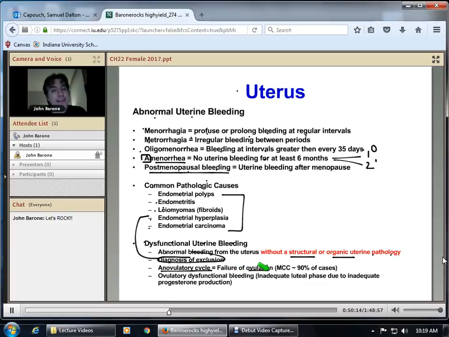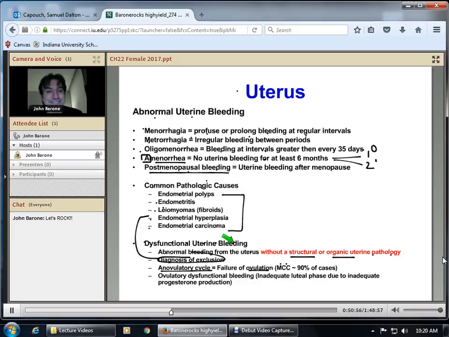If you don't ovulate, well, think about this. Normally, I'm going to build up my endometrium, build it up, build it up, then I'm going to ovulate. After I ovulate, if it doesn't implant, menses. Well, if I don't ovulate, I'm going to build it up, build it up, build it up. You're going to get a thick endometrium because you skipped the ovulation. So that's the most common cause of dysfunctional uterine bleeding. She just skipped an ovulation.